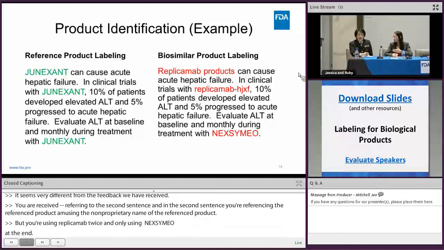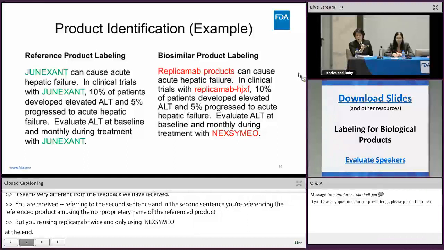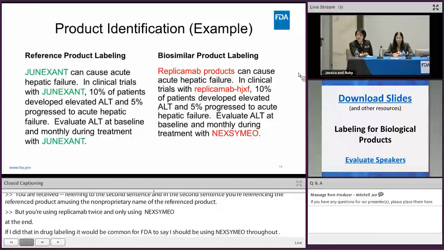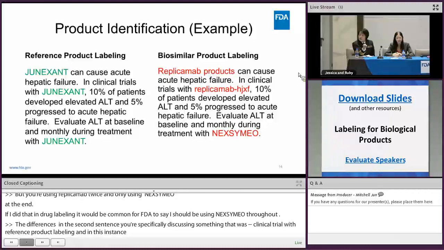I think the difference is in the second sentence, you're specifically discussing a clinical trial with the reference product labeling. And in this instance, you're discussing the clinical trials from the reference product, so then you would want to use the name of the reference product, and we just happen to use the non-proprietary name of the reference product. Versus the third sentence, you're discussing just some recommendations about how to monitor for that risk, so then you would use the biosimilar product's name.